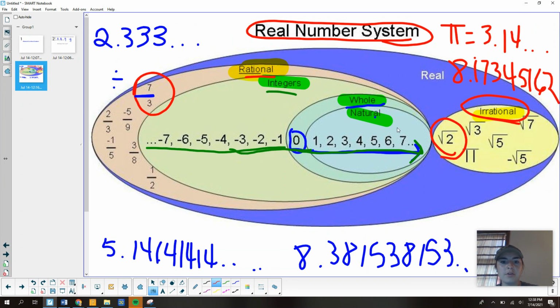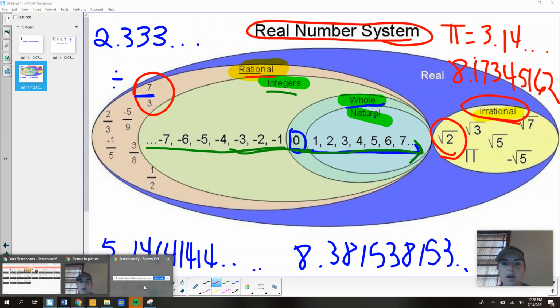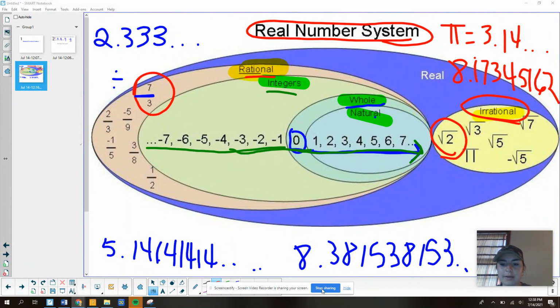I'll make another video talking about how to organize these, but that's just a quick overview of how to interpret the real number system, guys. Hope this helps.